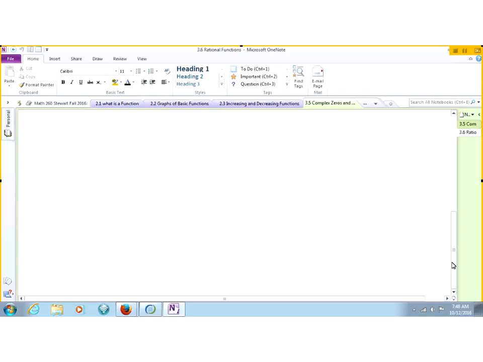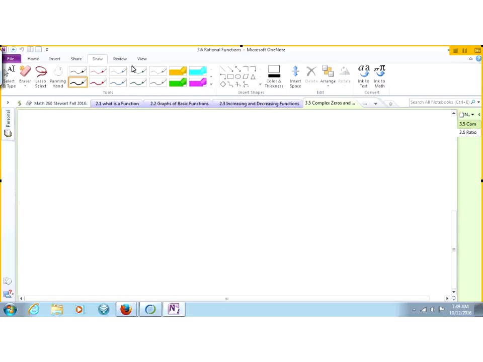Anyway, we talked about horizontal and vertical asymptotes. So let's write down how we found those horizontal and vertical asymptotes. Okay. So the asymptotes of rational functions.